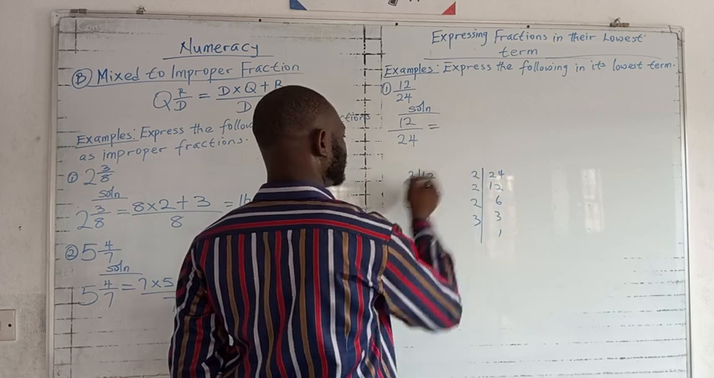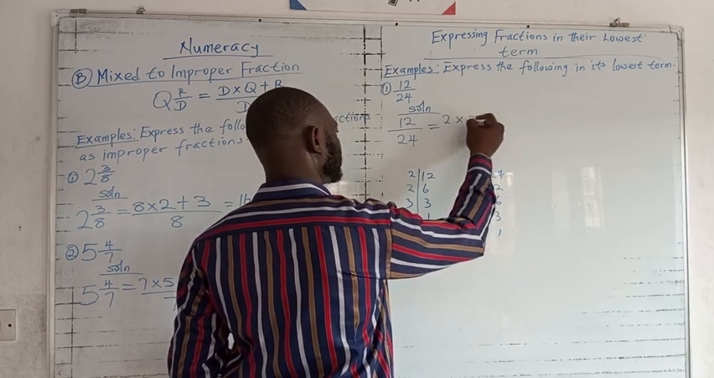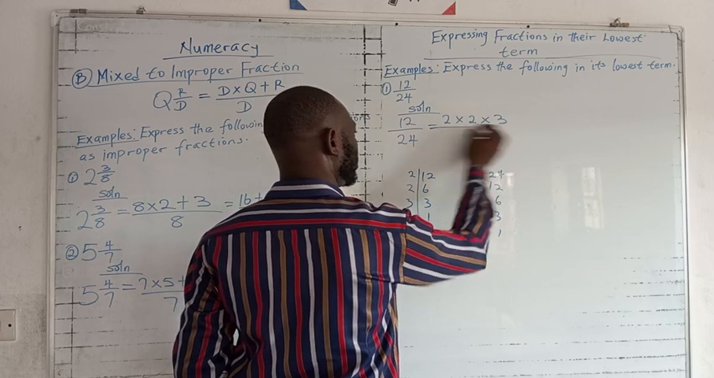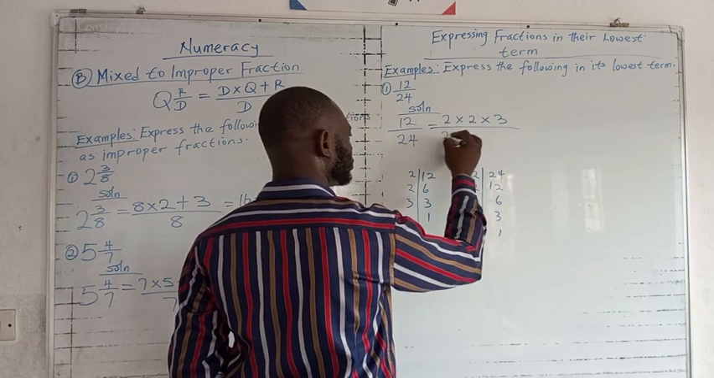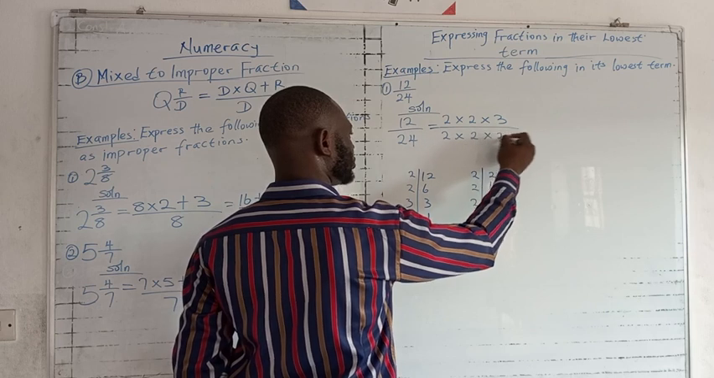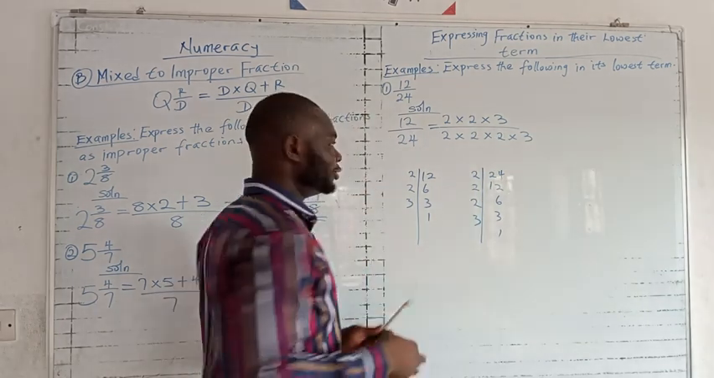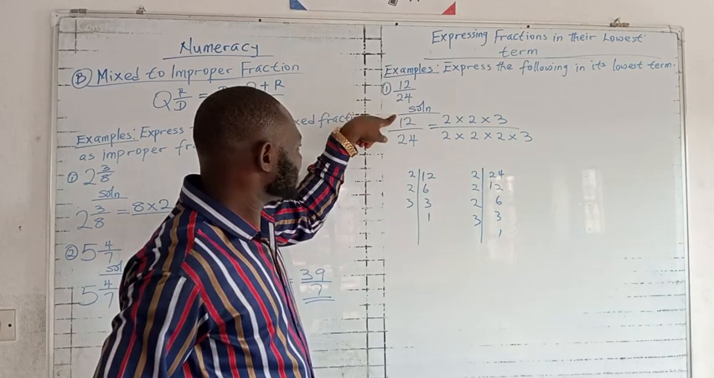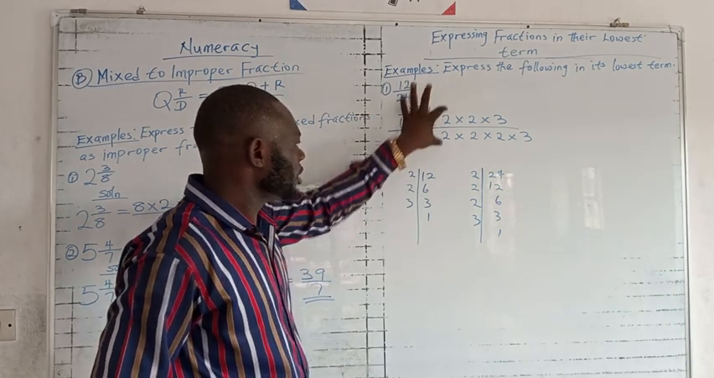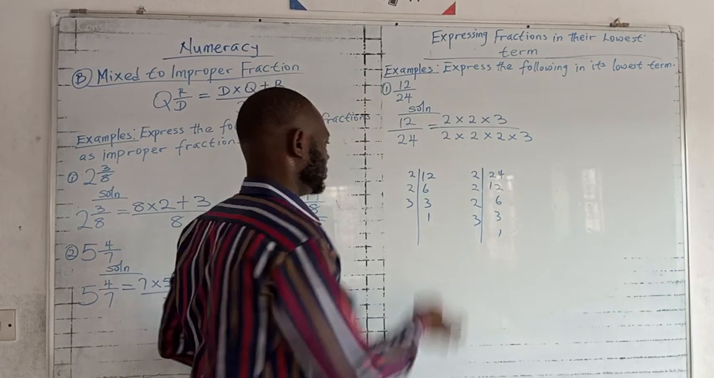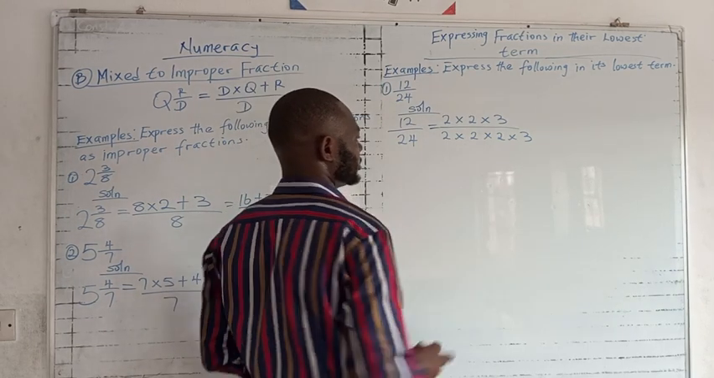Meaning that 12 is the same thing as what? 2 times 2 times 3, all over 2 times 2 times 2 times 3. Okay? You notice what we did? We simply express the numerator and the denominator as product of their prime factors. So I can remove this.